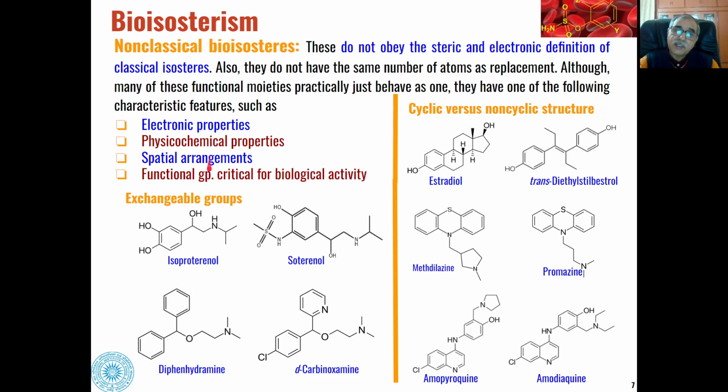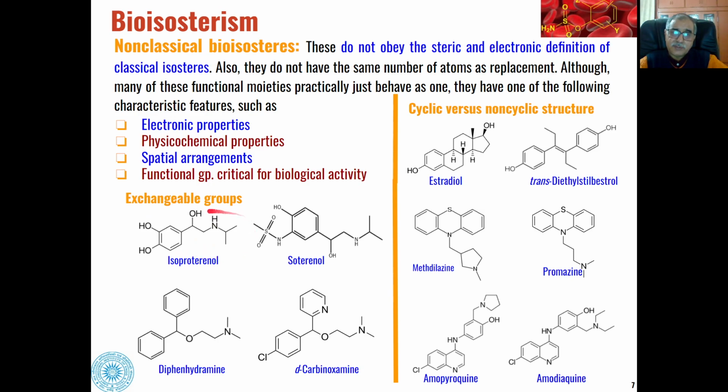So either one or two of the properties may be similar, because of that they may have a similar type of biological activity, and such compounds which are not similar in shape and structure are called non-classical bioisosteres. So for example, you can see these exchangeable groups.